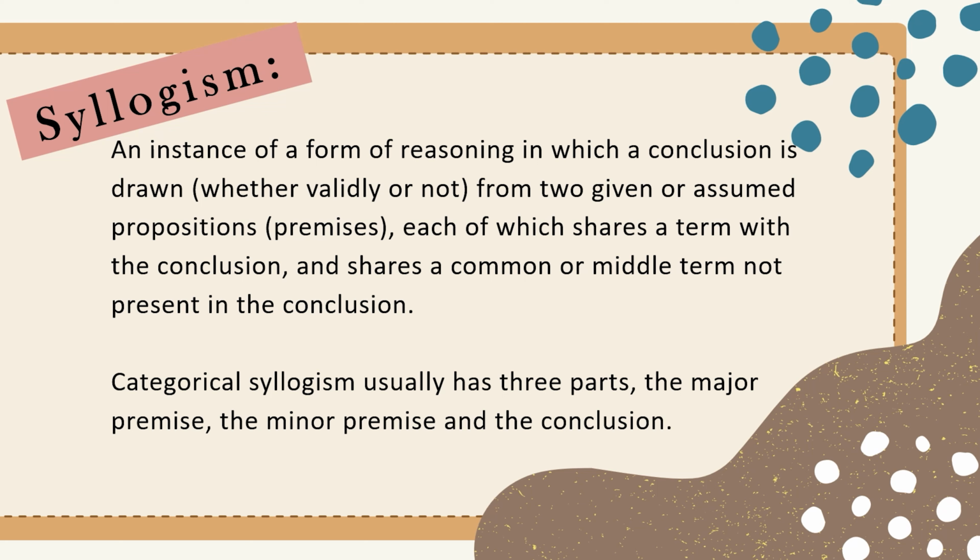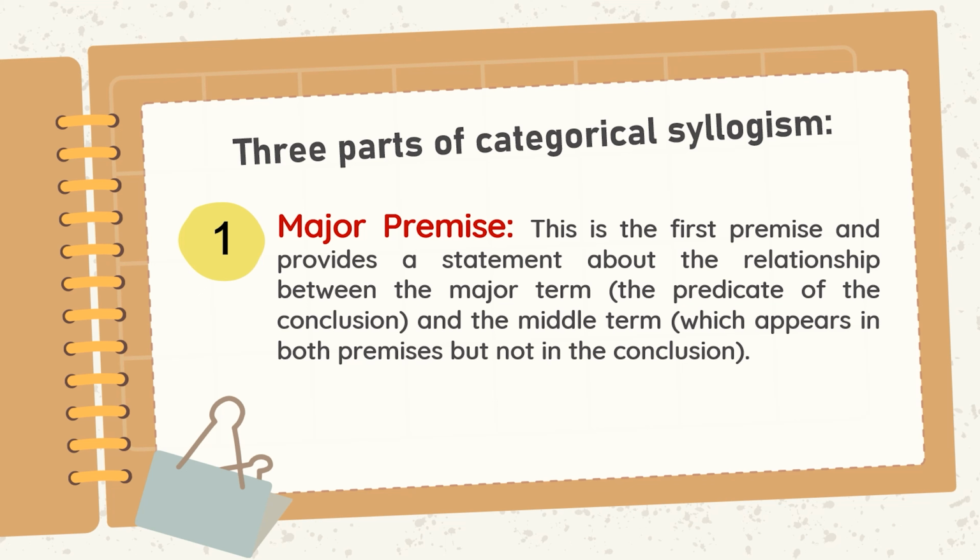So a categorical syllogism usually has three parts: the major premise, the minor premise, and the conclusion. So let us talk about these three parts of a categorical syllogism. The first one is what we call the major premise.